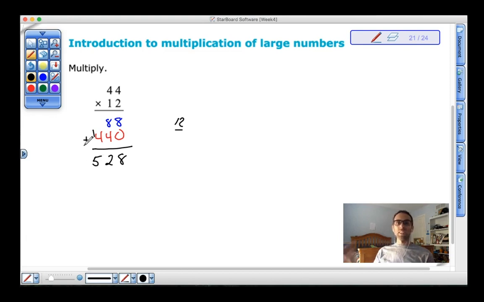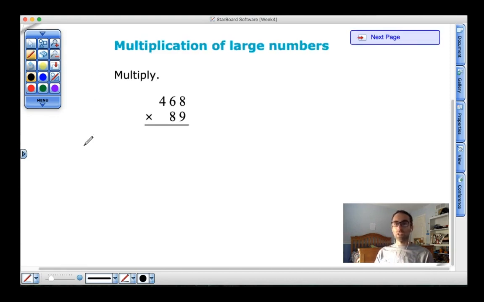On to the second type of example, and we only have 2 different types of examples for today's lesson, since this part may get a little lengthy. So I'm starting off with 468 minus 89. Now the only difference between these types of problems is that I have a digit in the hundreds column. So I'm going to start off the same way.